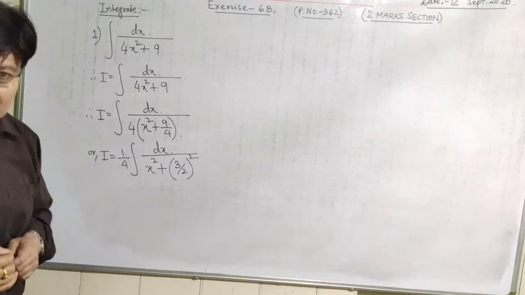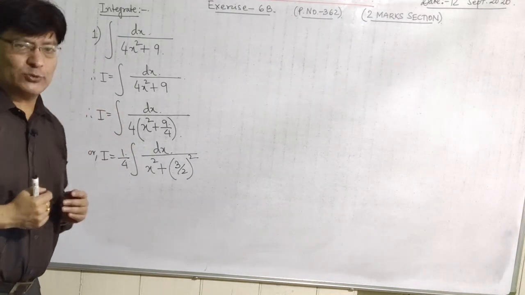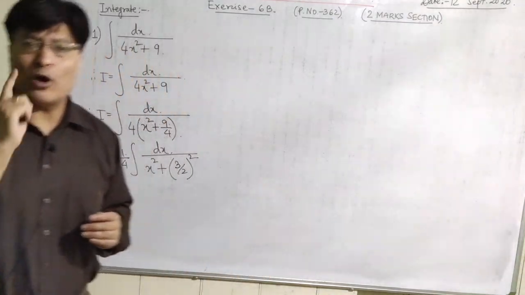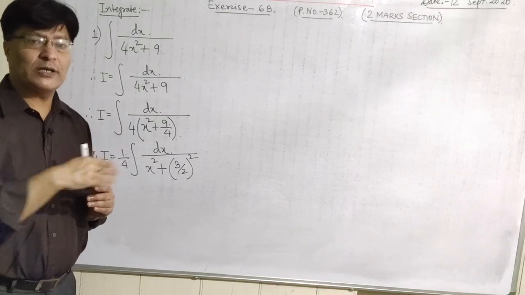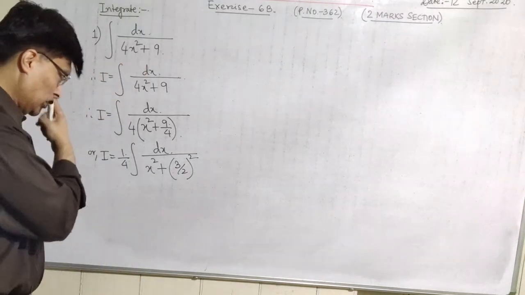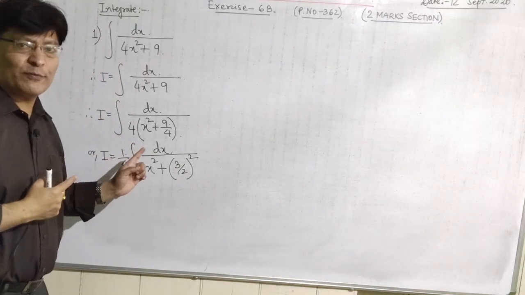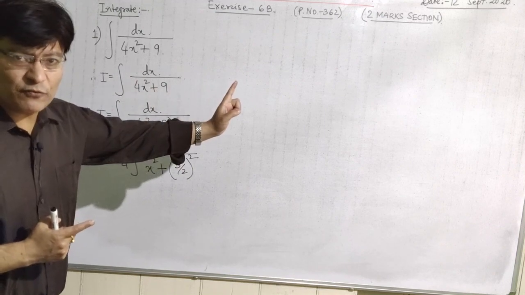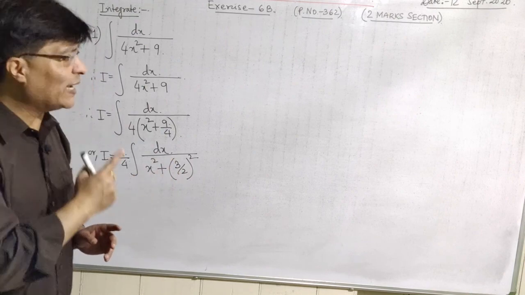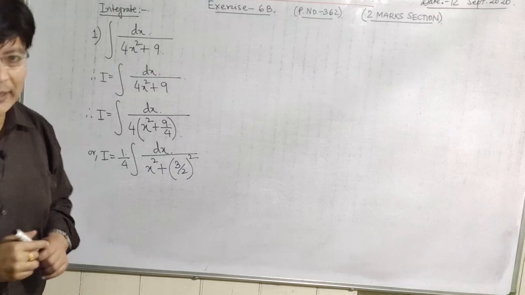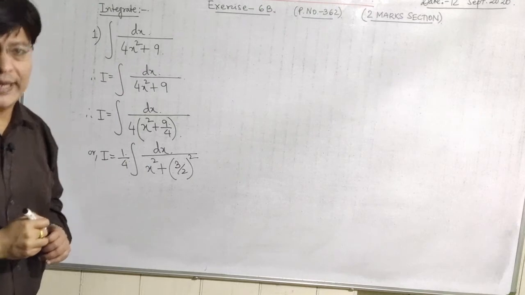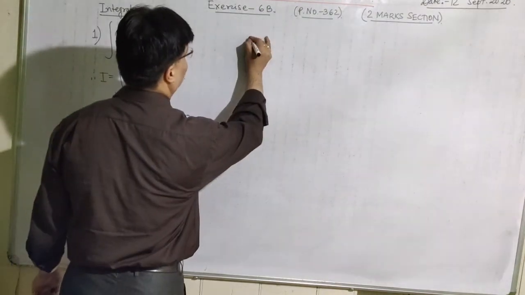Is it understood now? So which standard form is this one? You always remember that you have to make the coefficient of x square always 1 in order to convert into standard integrals. Now this is the standard form. This is the first standard form. Here x is x only. What is the value for a? It is 3/2. So we can use standard form number 1. What is the formula? It is 1 upon a tan inverse x upon a.